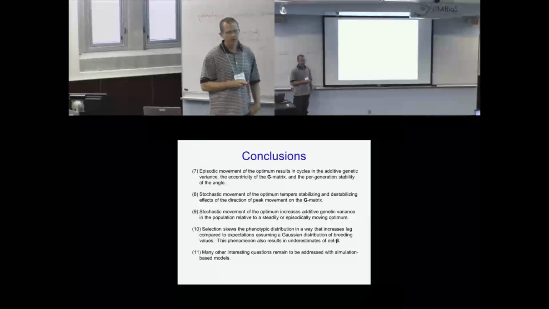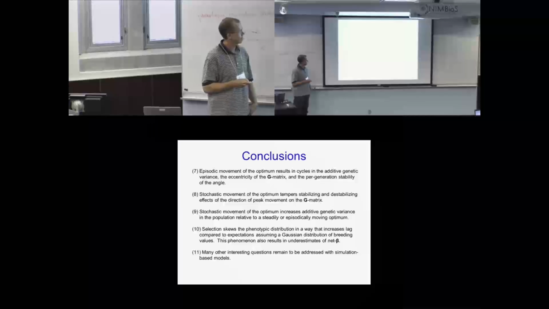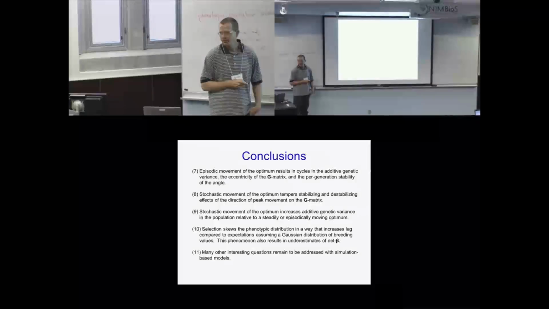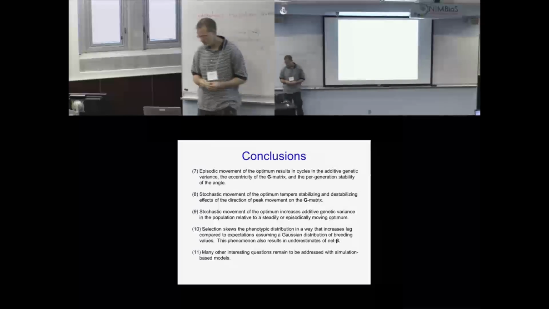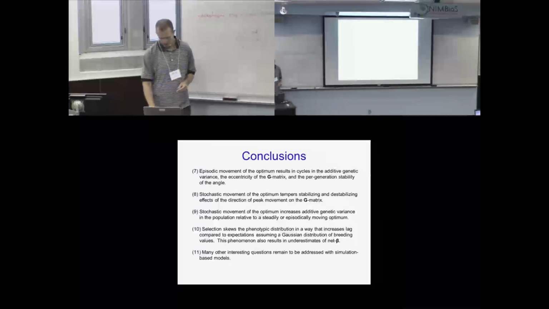Selection, this came up as an answer to a question, and I added it to the slide while you guys were talking about it. Selection skews the phenotypic distribution in a way that increases lag compared to expectations, assuming a Gaussian distribution of breeding values. And so you end up underestimating net beta in general due to that skewness. And there are lots of other interesting questions that we can talk about.